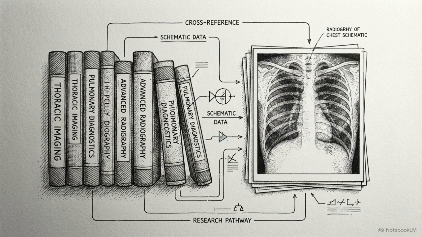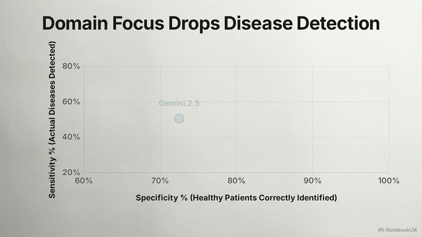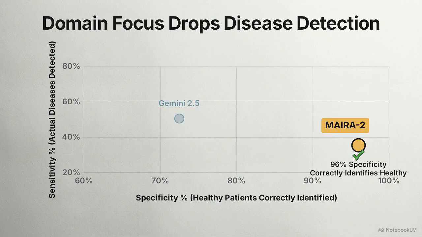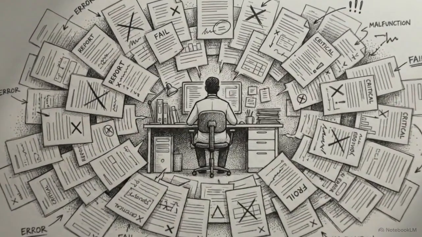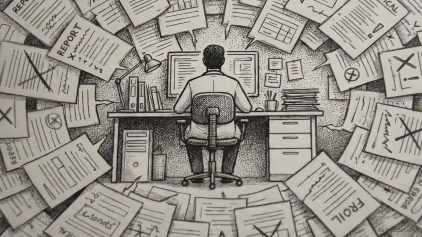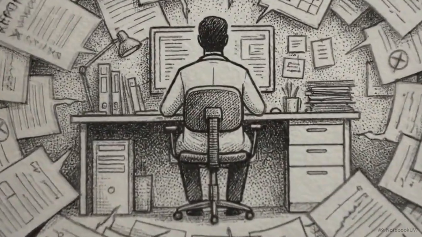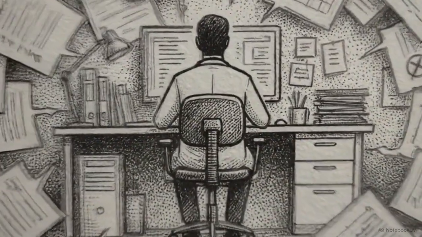Mera-2 is a domain-specific model trained exclusively on medical data. On the scatter plot, Mera-2 achieved a high specificity of 96%, correctly identifying healthy patients, but its sensitivity dropped to 35.5%, missing the majority of actual diseases. Single-pass neural networks often face a trade-off, either guessing too frequently or becoming too conservative to be clinically useful.